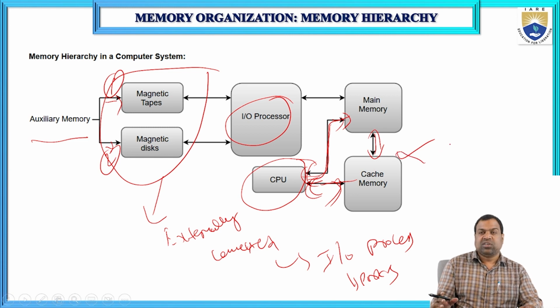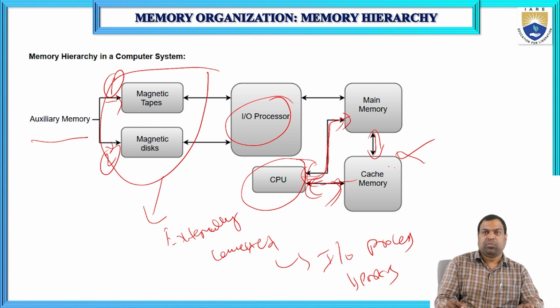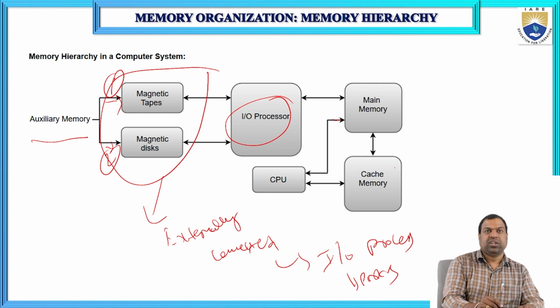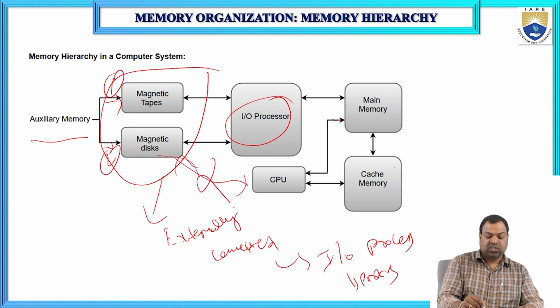Suppose in less time, more data should be transferred. That is where cache memory comes in, and if I'm using cache memory, then the burden on the CPU will be less. So that is the reason we connect cache memory. Main memory and cache memory are directly connected to the CPU. But what about the magnetic tape and magnetic disk? These are not directly connected to the CPU. Why? Because they are externally connected.